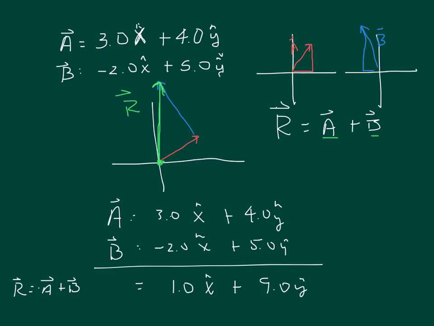And we notice in our picture that really makes sense. If you look at this, it has only about 1 in the x direction and then something like 9 or so in the y direction. So that matches our picture really well, which we would expect. And so now we have R is equal to 1 in the x direction plus 9 in the y.